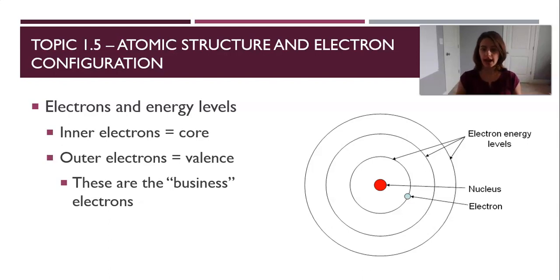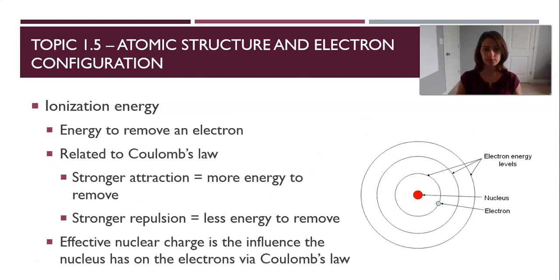As you add energy levels, your valence electrons become your core electrons as you add more electrons. And the ones that actually do anything in terms of bonding are the valence electrons. So I like to refer to them as the business electrons, because those are the ones that are actually doing any of the work of an atom.